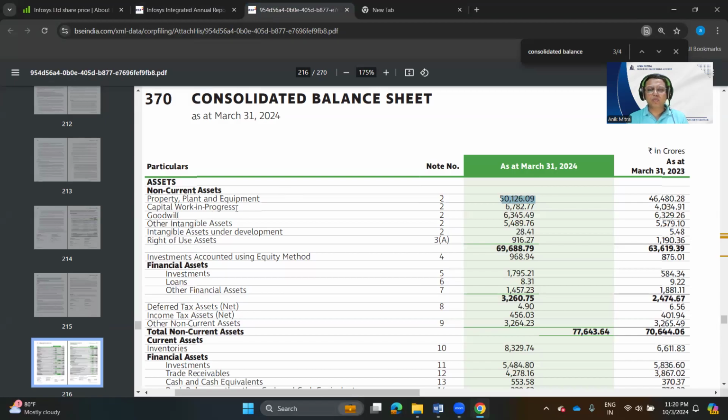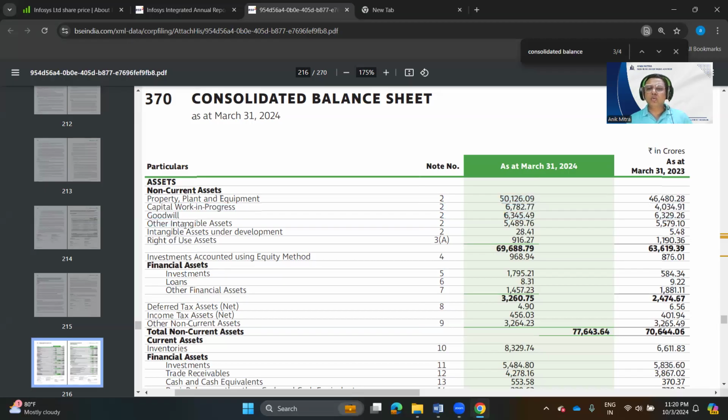And capital work in progress means some of the expenditure, some capital work, maybe one plant is under construction. So that comes under capital. Whatever expenses have been booked are reflected as capital work in progress. That is not complete. Okay. Now the next line item you can see is goodwill.